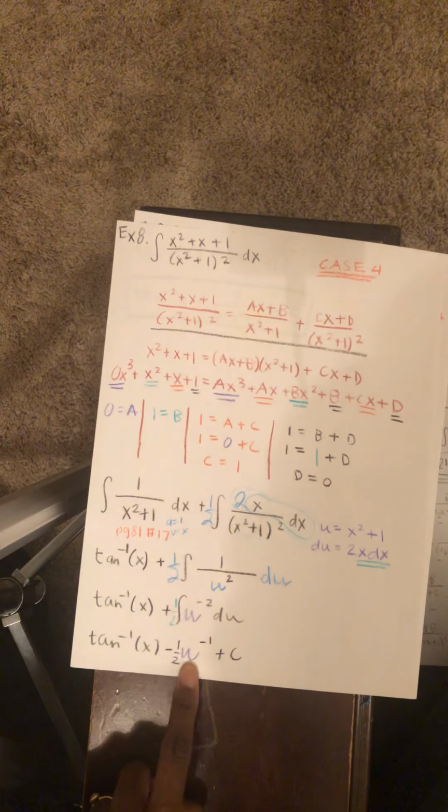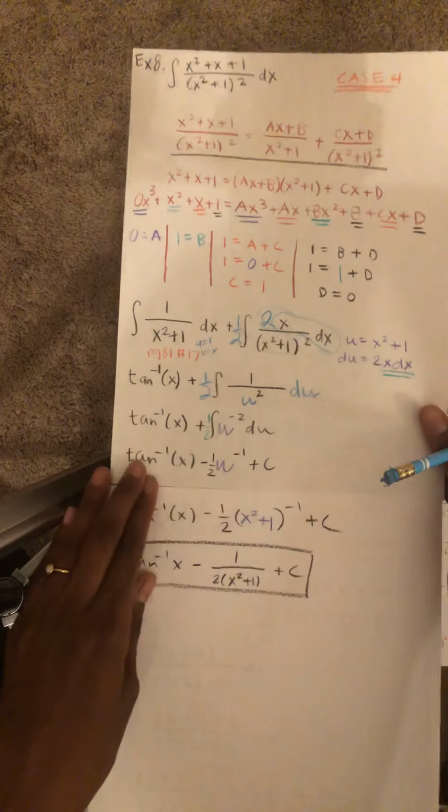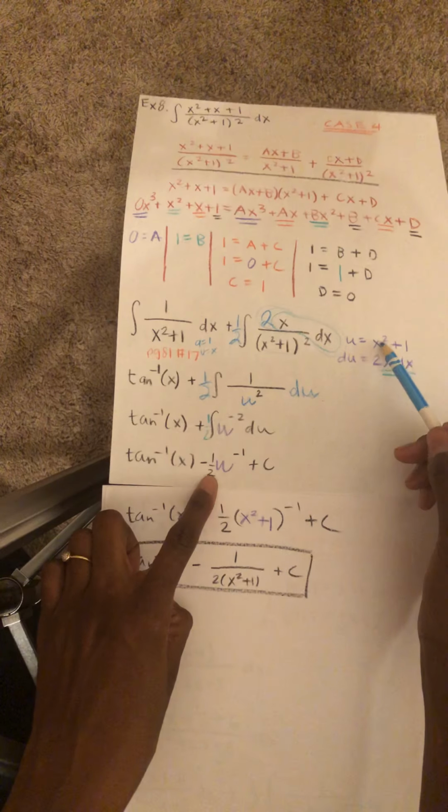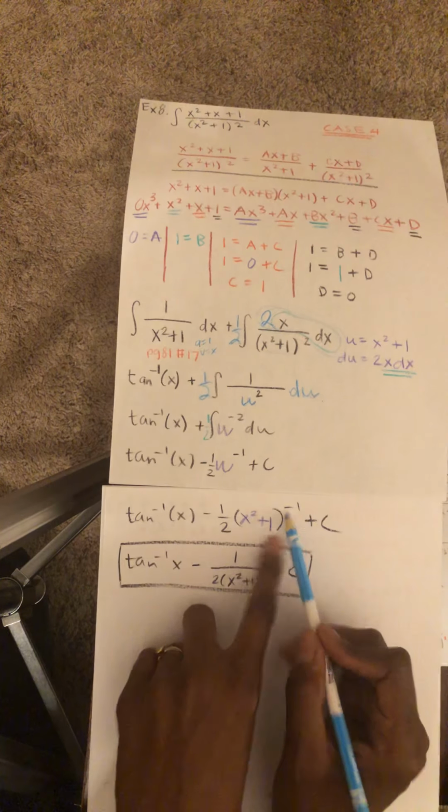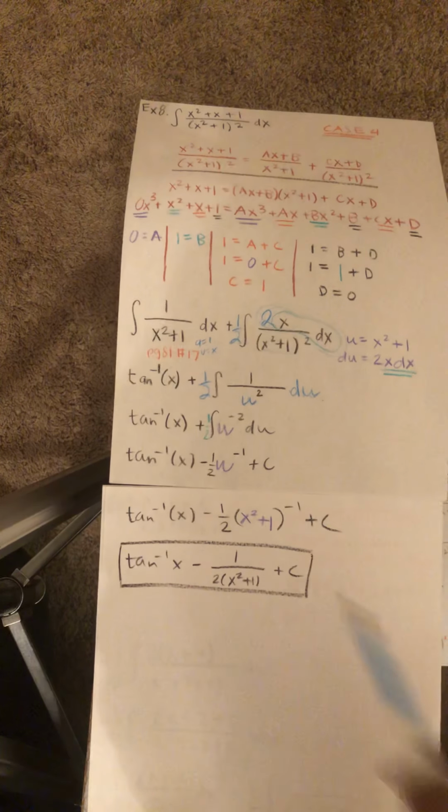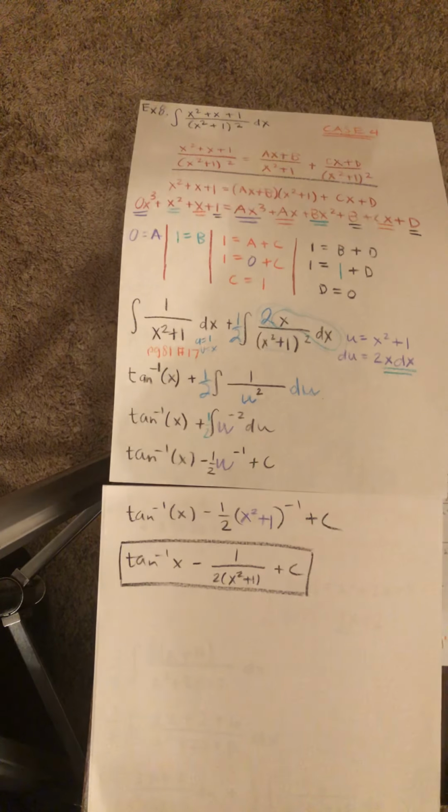And then we originally were asked to solve for a problem with respect to x, so we go and plug that back in. Our u was originally x squared plus 1, so we plug that in. You can move it to the bottom if you want because it looks prettier, and then don't forget to tack on the c because we're not evaluating it from anything.